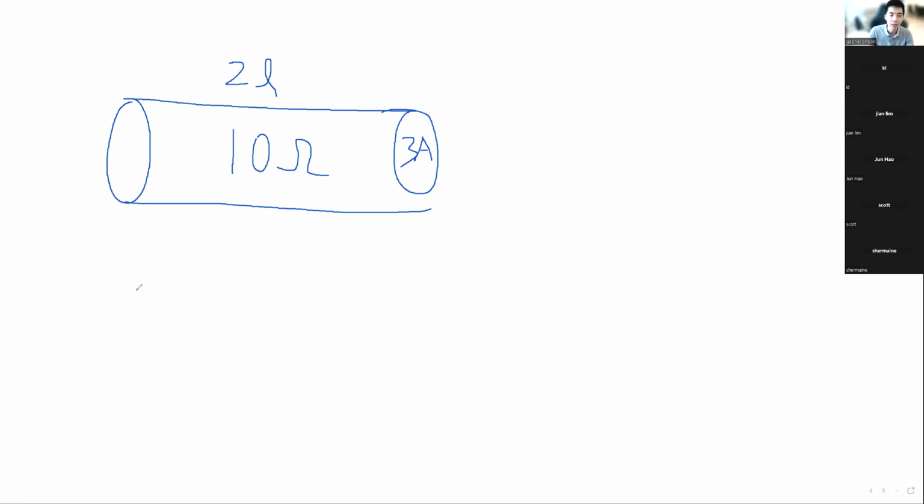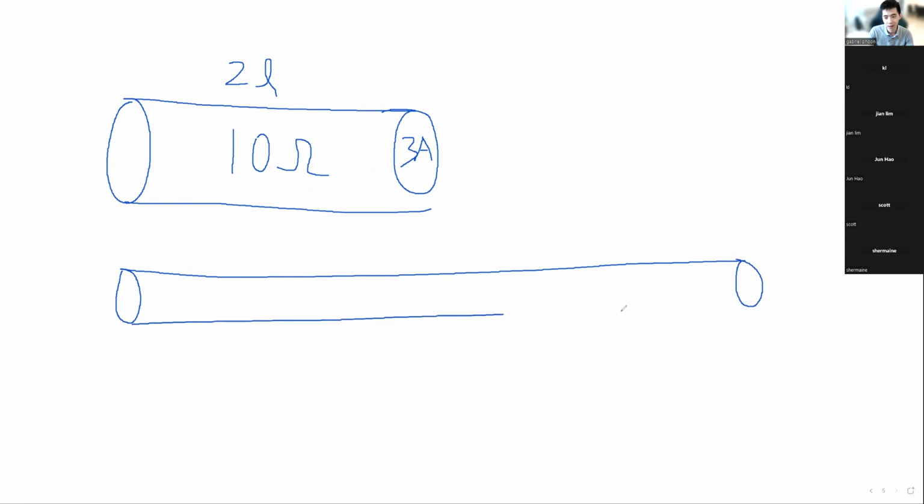What happens if I have a wire that is 4L and then just A only? Everyone, tell me what's the resistance here? You have 5 minutes to attempt the question, and PM me your answer.